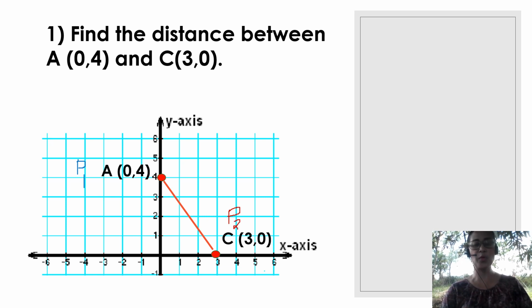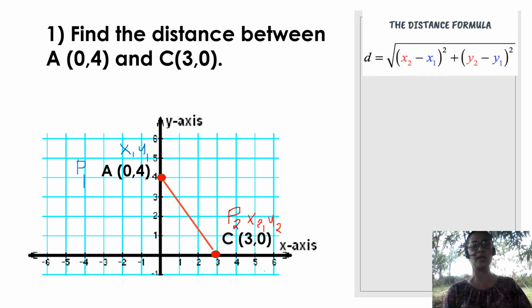So therefore, since point A is P1, point A will now be x sub 1 and y sub 1. While P2, point C, will be our x sub 2, y sub 2. Okay. After assigning values for each of the points, we will now move on to writing the formula. D equals the square root of the quantity x sub 2 minus x sub 1 squared plus the quantity y sub 2 minus y sub 1 squared.